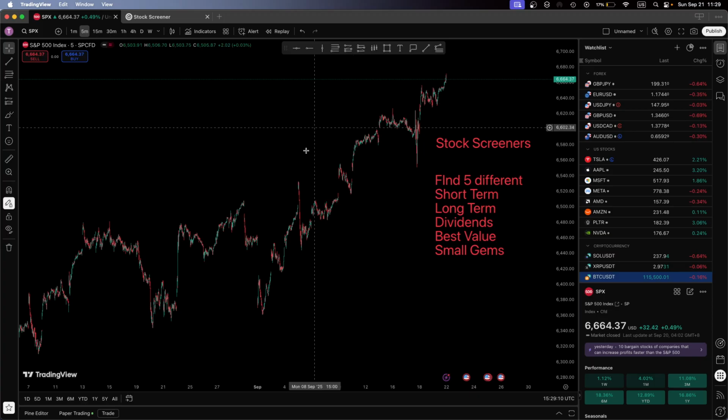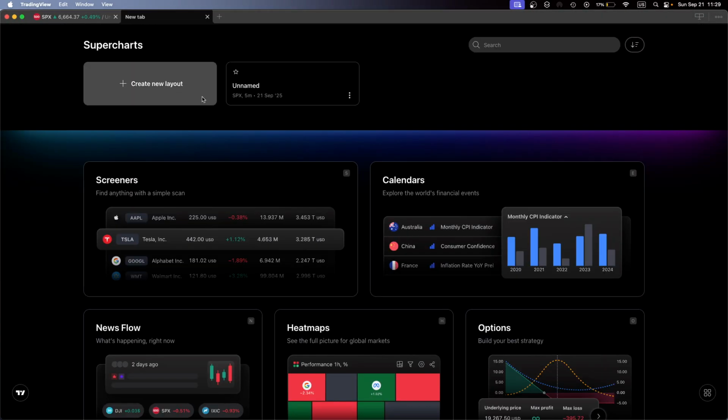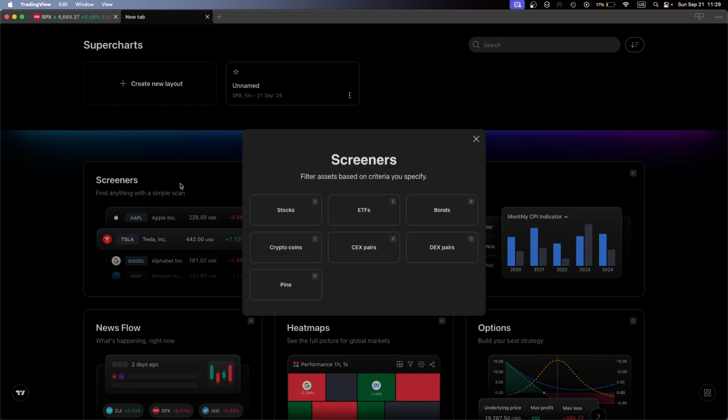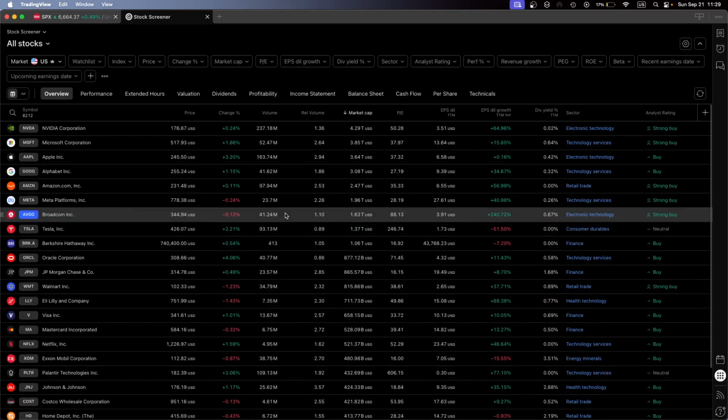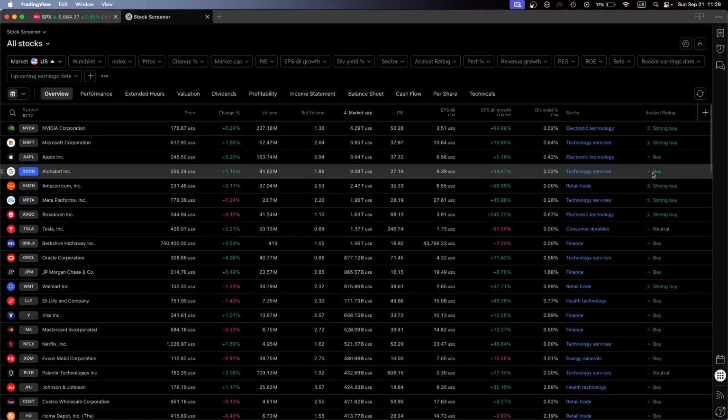Okay, so first thing, in your TradingView you can hit the plus button, and then this one will come up. You can choose add screeners. So in your screeners, when you click on that, you can choose on stocks. So now there is this thing showing up to you.